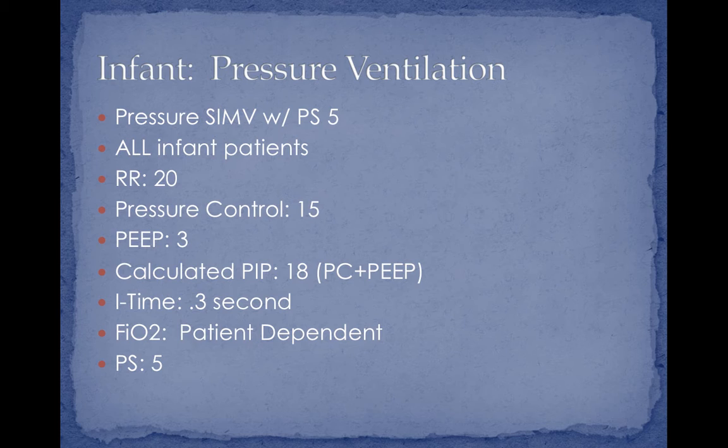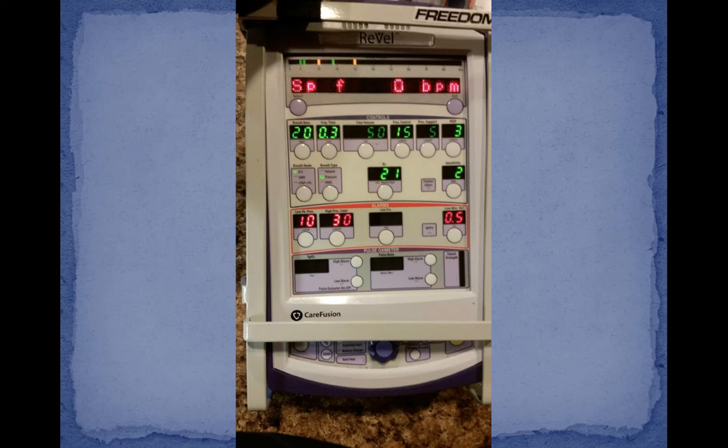FiO2 is going to be patient dependent, and a pressure support of 5 for the spontaneous breaths. For the Revel users in the room, when you say infant intubated go, this is what you get. Breath rate or respiratory rate of 20, inspiratory time of 0.3 seconds. Tidal volume, of course, is darkened out because we're pressure ventilating. Pressure control of 15 with a PEEP of 3.